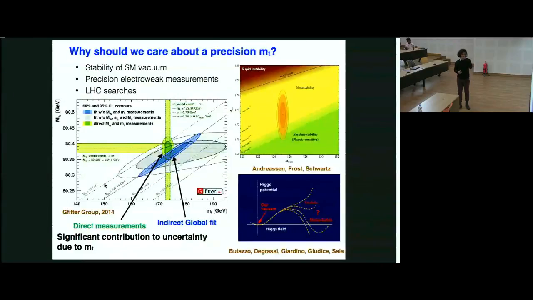It's also very important for precision electroweak measurements. You can see the green ones are direct measurements of the top quark and the W boson, and the blue is the indirect global fit. If you don't include the Higgs mass, you have the gray region. Including the Higgs mass brings us to blue. But the point I'm trying to illustrate is that there is a significant contribution to the uncertainty from the top mass.